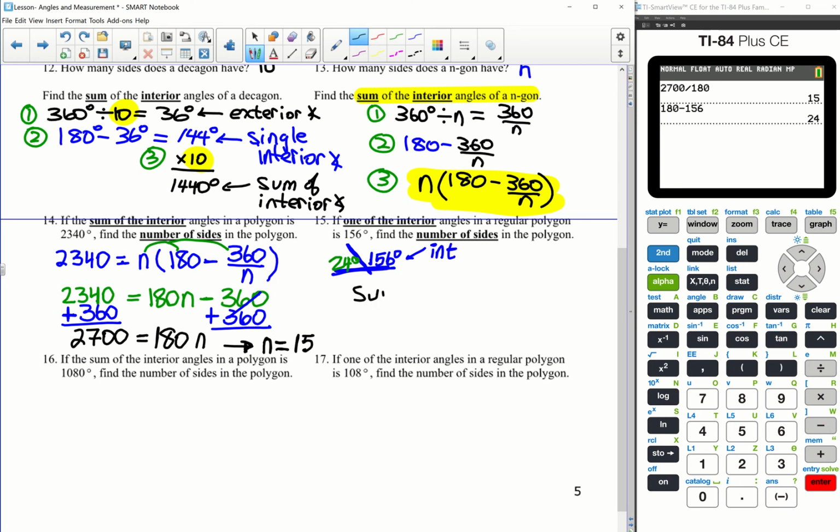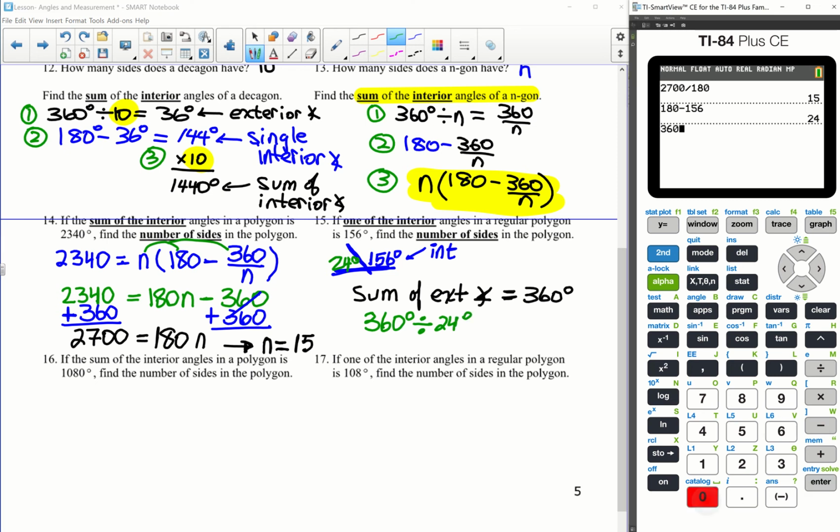So again, we'll take the next 20 minutes trying to write this out. Sum of exterior angles is equal to 360 degrees. So if I take my 360 and divide it by 24 degrees per exterior angle, then I get 15. All right. So that tells me that I'm going to have 15 exterior angles.